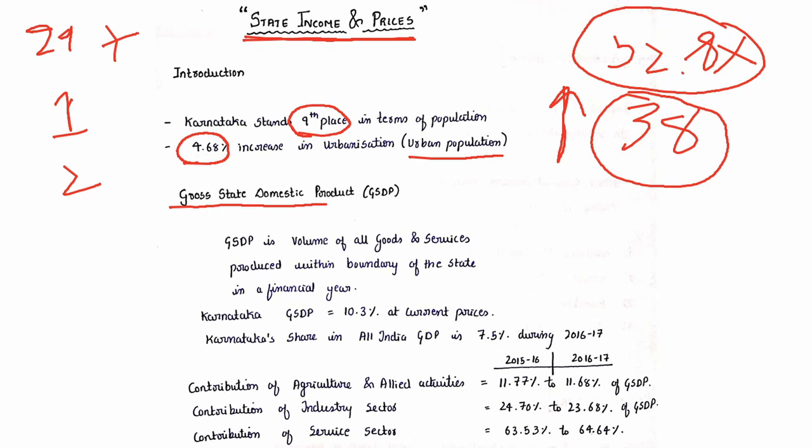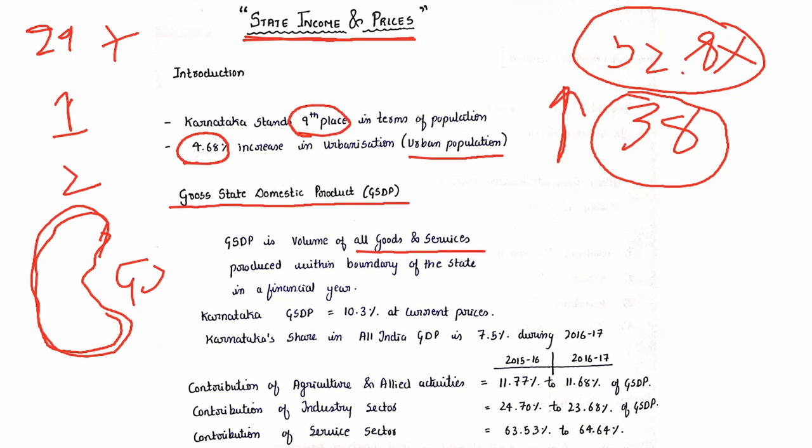First one, gross state domestic product or GSDP. What is GSDP? GSDP is the volume of all the goods and services which are produced within the boundary of the state in a financial year. In the boundary of the state, whatever goods and services are produced in a financial year, that is called GSDP. Okay, that is gross state domestic product.